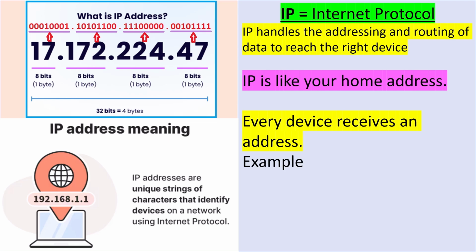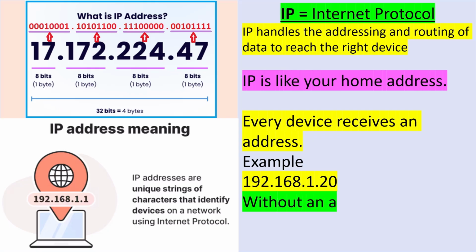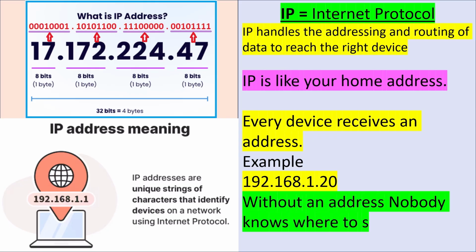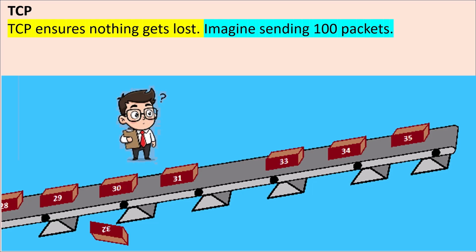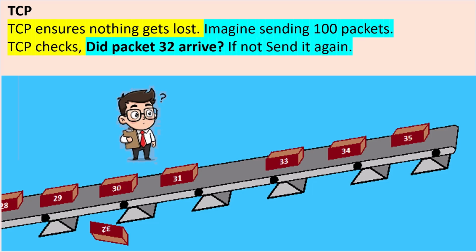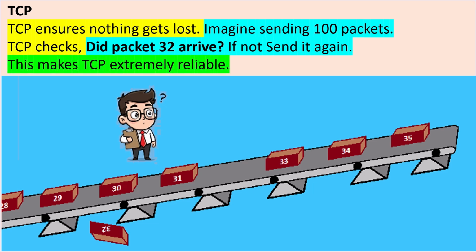Example, 192.168.1.20. Without an address, nobody knows where to send the information. There you can see a conveyor belt with packages on it, and number 32 has fallen off. TCP ensures nothing gets lost. Imagine sending 100 packets. TCP checks, did packet 32 arrive? If not, send it again. This makes TCP extremely reliable.